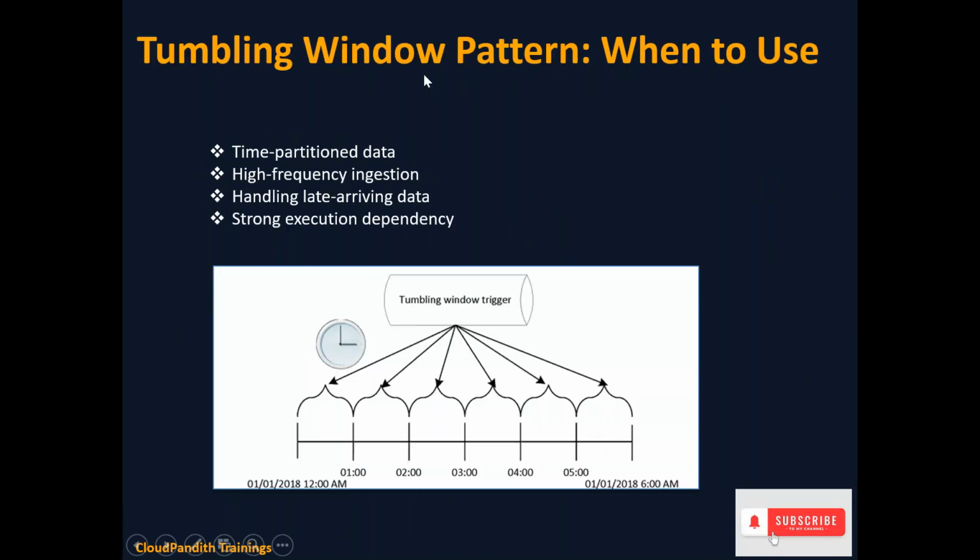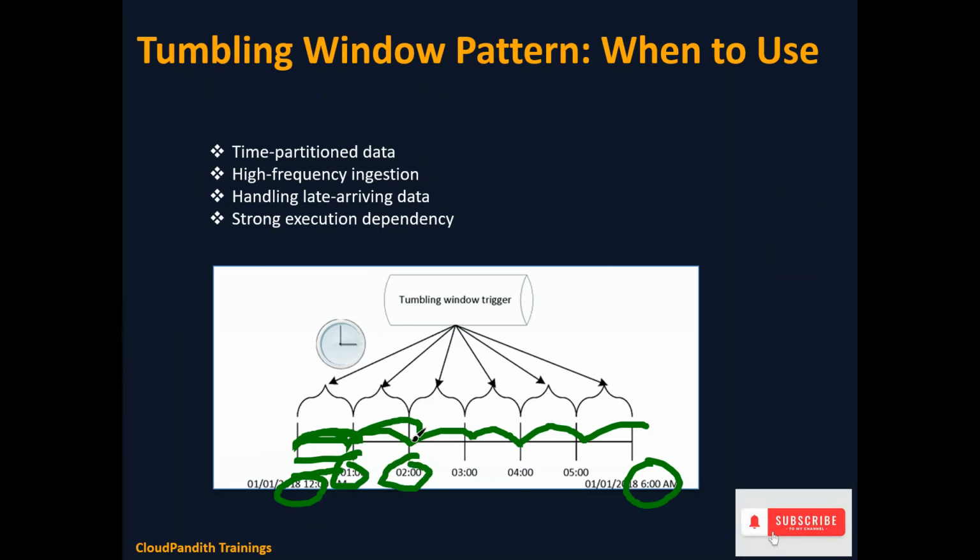Now, let's see how it can be done. For the window 12 to 1, the start time is 12 o'clock and the end time is 6 o'clock. If I keep an hourly frequency, the tumbling window trigger will run this pipeline every hour. It will pick whatever data came in 12 to 1 at 1 o'clock. Whatever data arrived from 1 to 2, it will pick at 2 o'clock. Whatever data comes from 2 to 3, it will pick at 3.